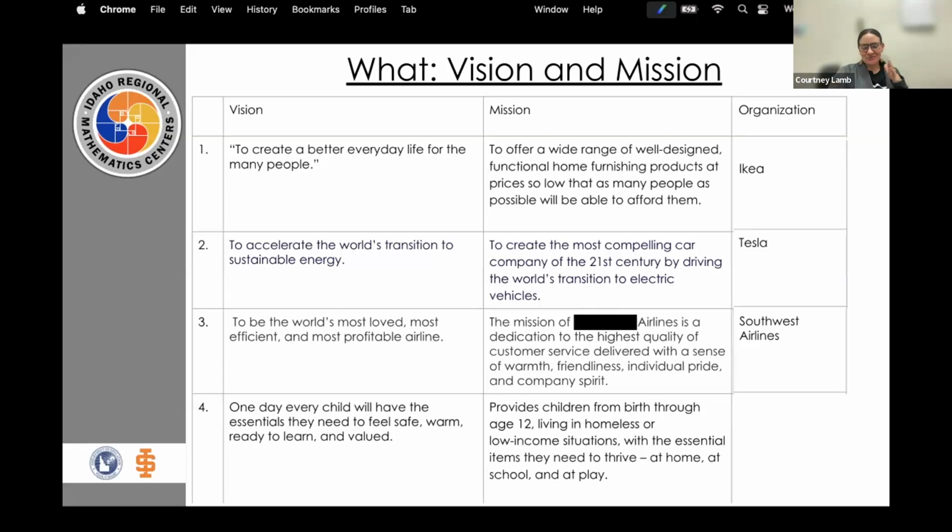And this last one, I'm not going to have you guess because it's an organization I didn't know, but I'll explain why I shared this one. Their vision is one day every child will have the essentials they need to feel safe, warm, ready to learn, and valued. Their mission provides children from birth through age 12 living in homelessness or low-income situations with the essential items they need to thrive at home, at school, and at play. I doubt anyone knows this one, but maybe any guesses?